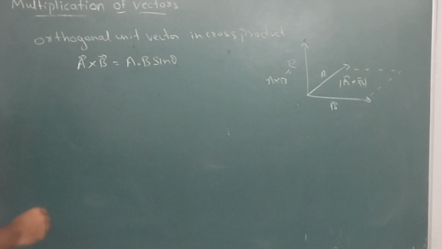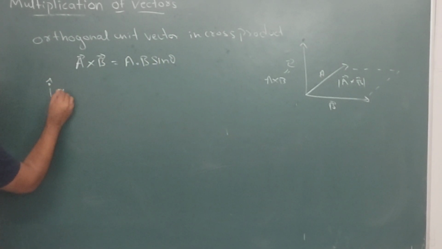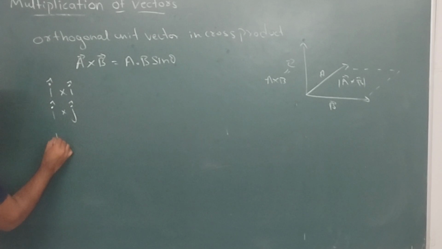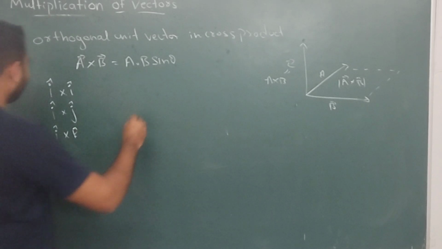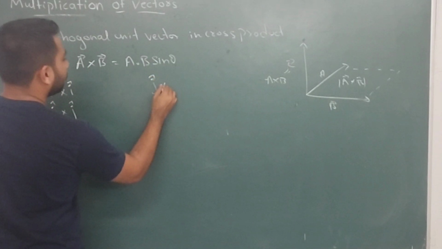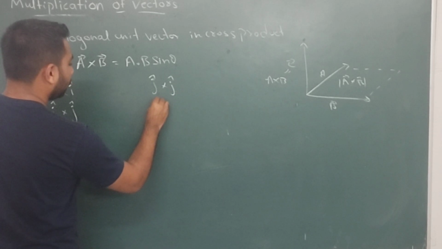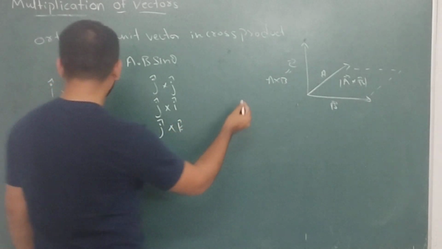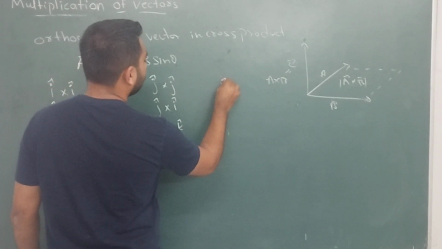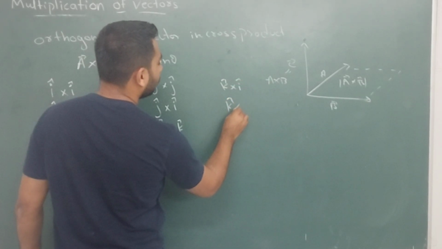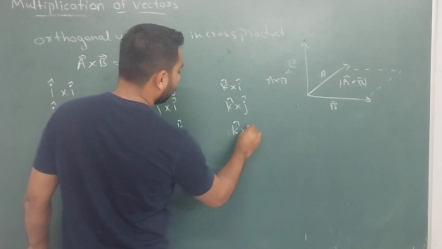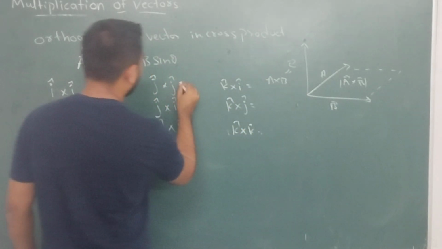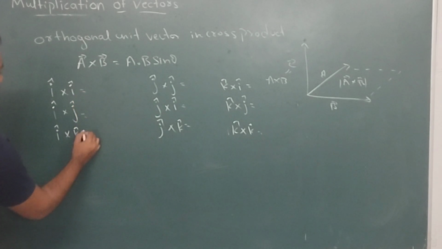How? See here. Now if I take i into i, i into j, i into k, then j into i, j into j, j into k, and one more thing coming, k into i, k into j, k into k. Okay?